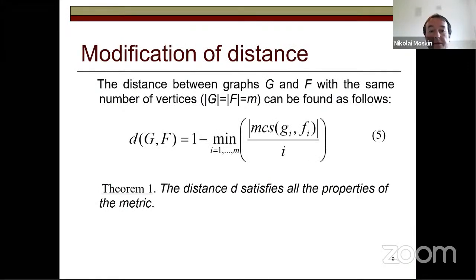Modification. The distance between graphs G and F with the same number of vertices can be found as follows. You can see formula number 5. And let's prove theorem 1, that this distance D satisfies all the properties of the metric. You can see subgraphs here, Gi and Fi.